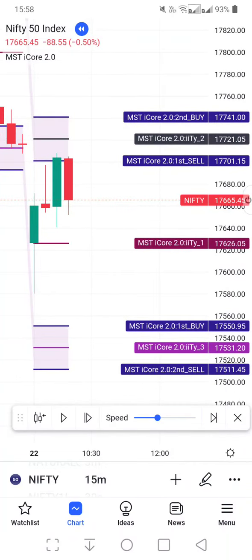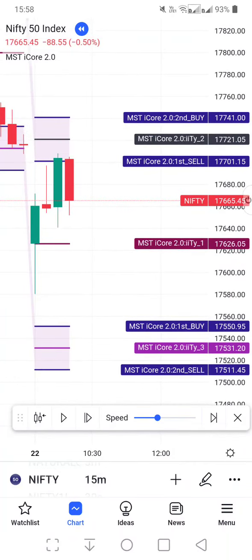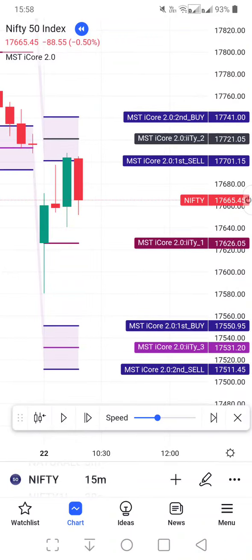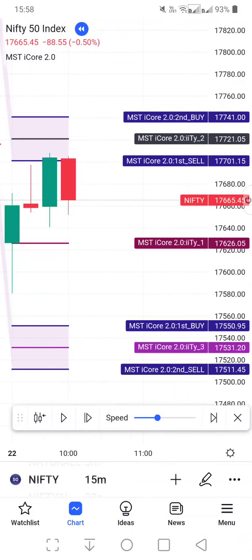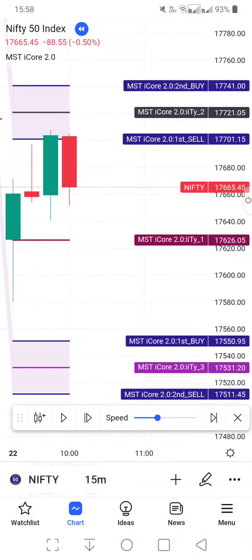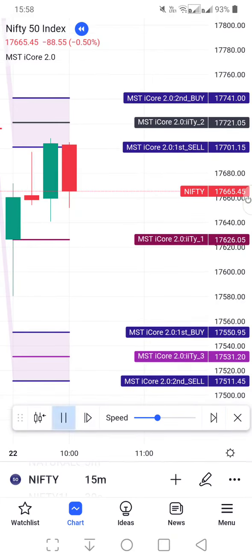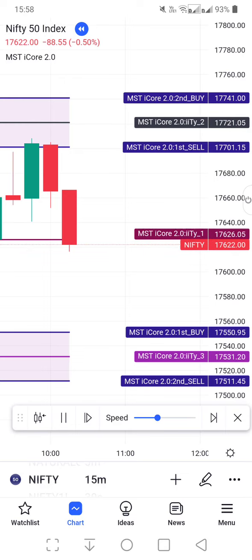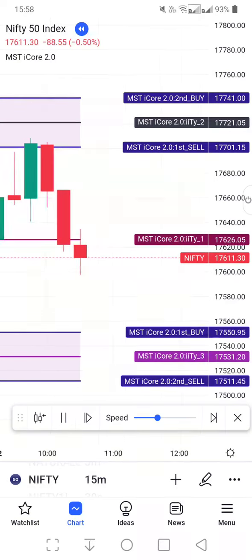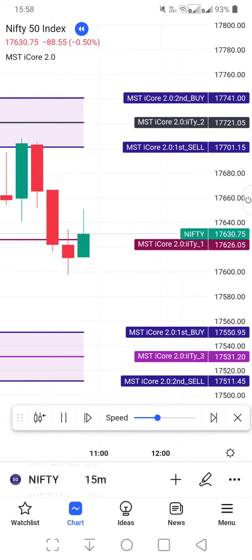We all know if sell is activated there is no buy, and if buy is activated there is no sell. If you are an aggressive trader, you can trade both sides. It is up to you. Now our sell got activated and we are waiting for the target. Target also hit, first target hit, second target hit, third target also hit.